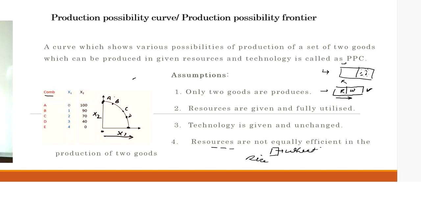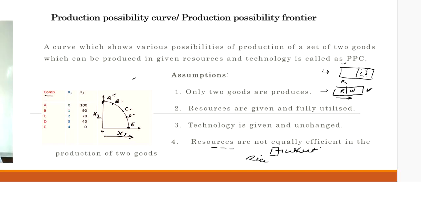So this curve indicates various combinations. If we don't require X1, we will produce at combination A. If we do not want to produce X2, we will opt for combination E. And if we want to produce both goods, then combinations B, C, D are suitable. Now you have to make the choice: if you want to produce more of X2, then you will move upward. You will select B.